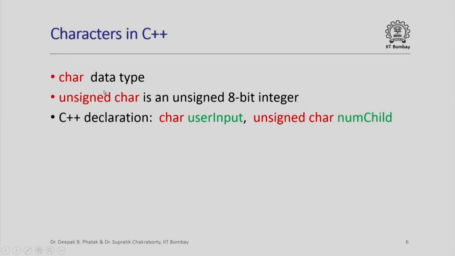How do you declare char or unsigned char in C++? This is the usual way we declare variables. We put the type declaration, in this case char here, followed by the variable name, or we can say unsigned char followed by the variable name. As I said, an unsigned char is really an unsigned 8-bit integer, and you can even do integer operations with it, like addition or multiplication.